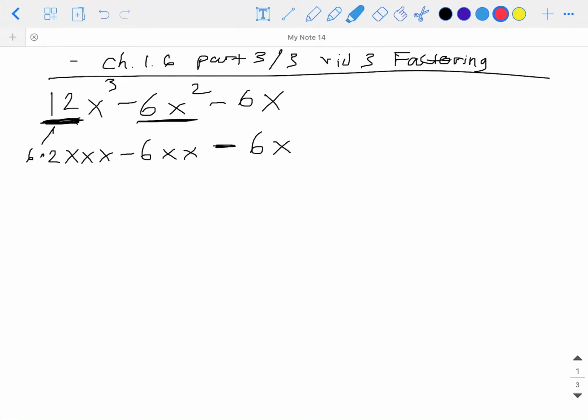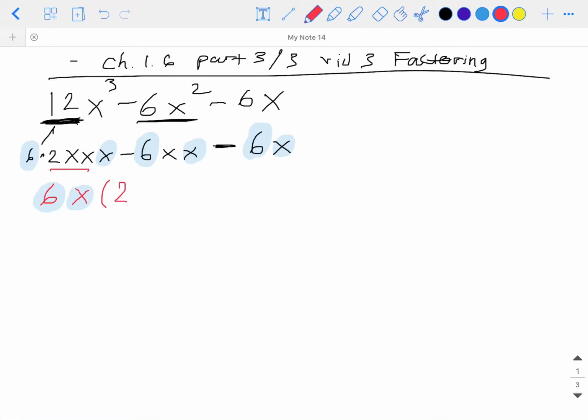We can commonly see that 6 exists in all three terms. I'm going to pull it out from the parentheses. The same thing goes for 1x. I'm going to pull that outside the parentheses. Everything else that we haven't touched will remain inside the parentheses.